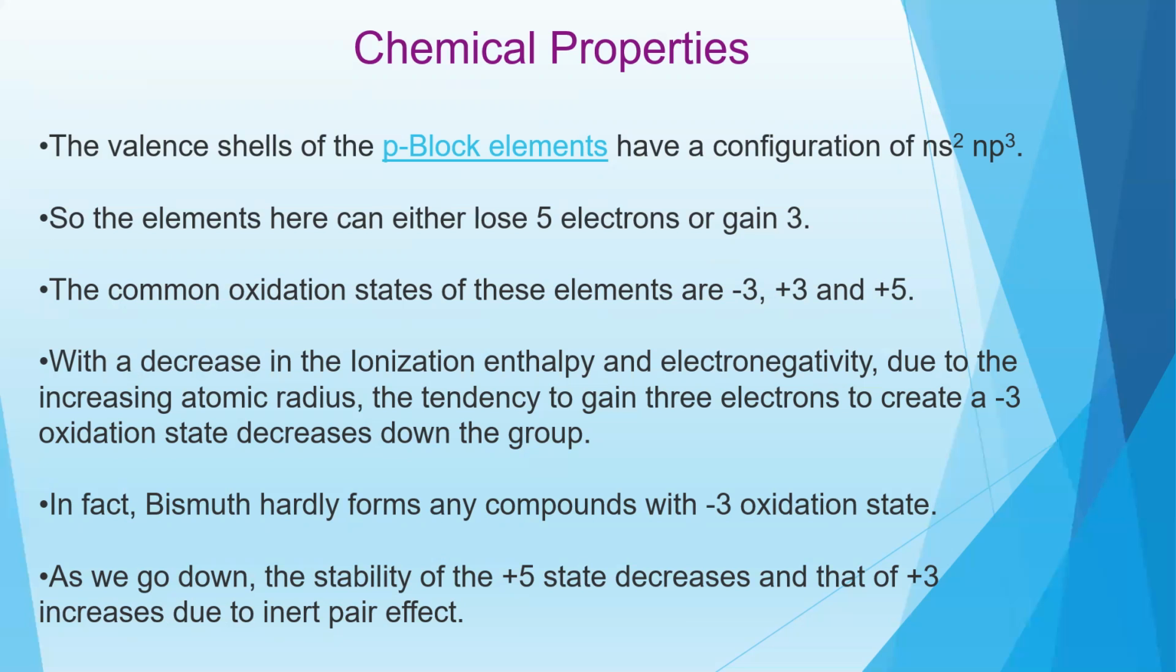With a decrease in ionization enthalpy and electronegativity due to the increasing atomic radius, the tendency to gain 3 electrons to create a -3 oxidation state decreases down the group. In fact, bismuth hardly forms any compounds with the -3 oxidation state. As we go down, the stability of the +5 state decreases. I repeat, the stability of the +5 state decreases and that of the +3 state increases due to the inert pair effect.